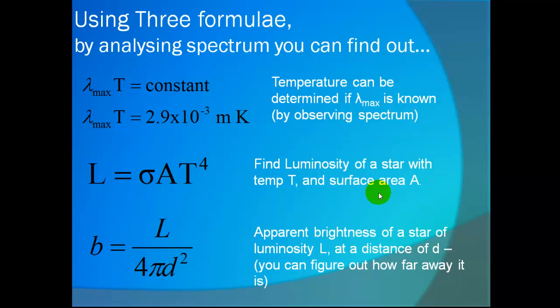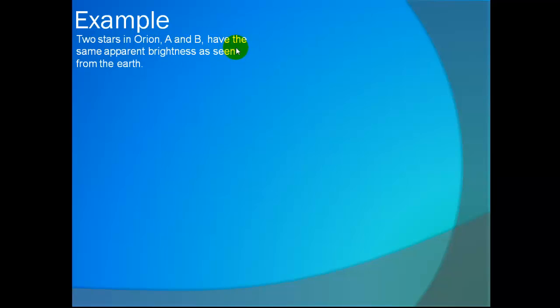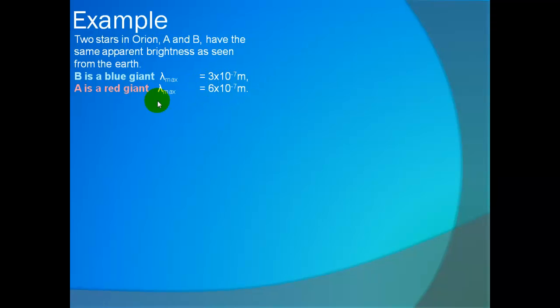Here's an example. Two stars in Orion, A and B, have the same apparent brightness as seen from the Earth. B is a blue giant, whose lambda max is equal to 3 times 10 to the minus 7 meters. A is a red giant, lambda max is equal to 6 times 10 to the minus 7 meters. Which one is the hottest one? Which one has the highest temperature? Since this has got a shorter wavelength, it must have the higher temperature.